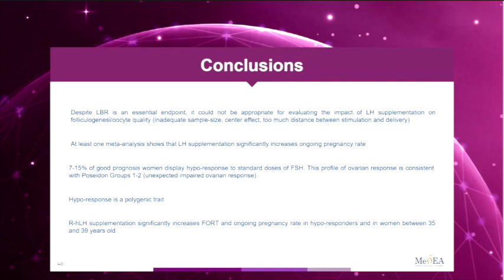But if we focus on groups 1 and 2 Poseidon, meaning a patient with unexpected impaired ovarian response, which is probably a genetic trait, recombinant LH supplementation is able to improve in this kind of patient, group 1 and 2, both initial recruitment, FORT, FOI, and even ongoing pregnancy rate.